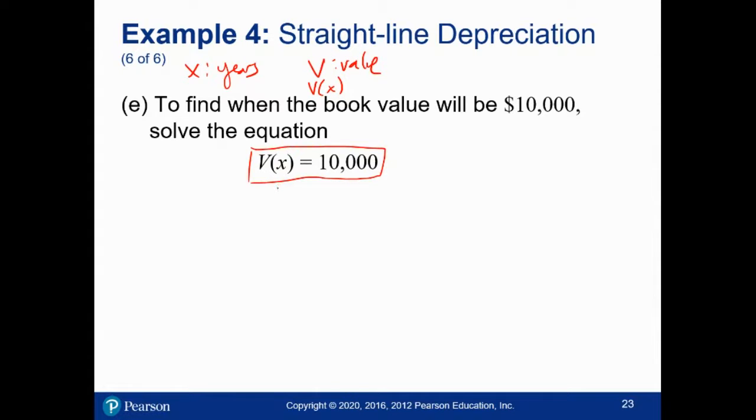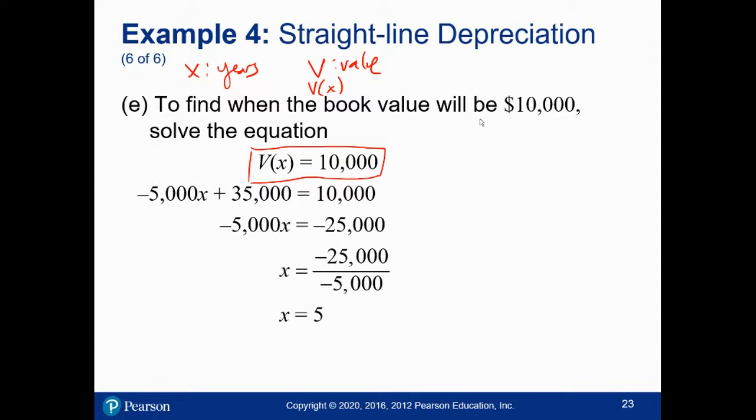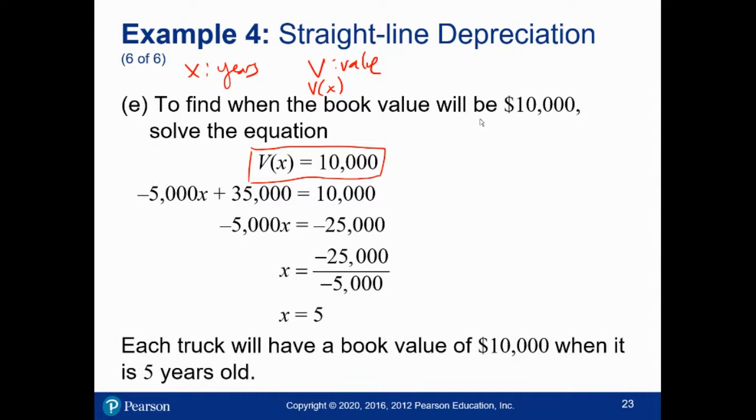A very common mistake is just to see the number 10,000 and say, so I plug it in for x. But we're not trying to determine what the truck is worth 10,000 years from now. We're trying to determine when the truck is worth 10,000. So if I let that be v of x, now we can solve for x. What's the first thing you do here? Well, there are several options, but probably we're going to subtract 35,000 from each side. And now we'll divide by negative 5,000 and get x equals 5. So at 5 years in time is when the book value of the truck will be $10,000.